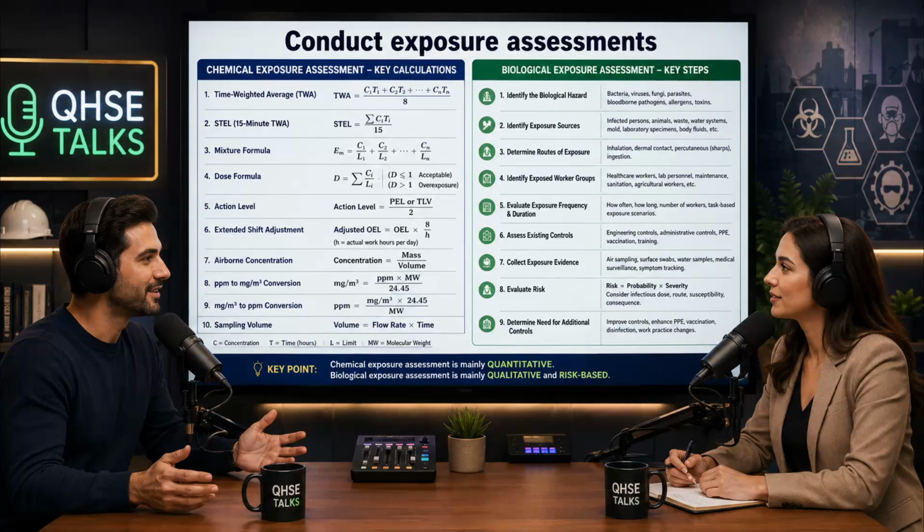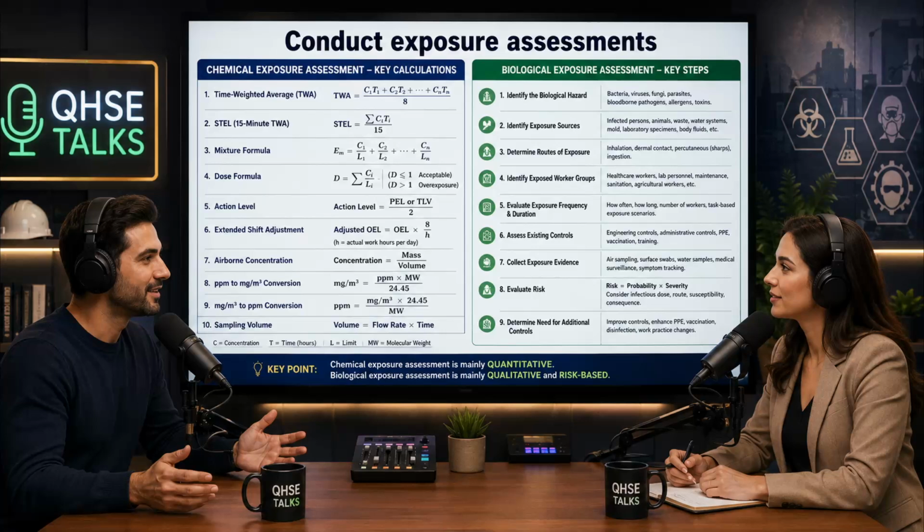The formula for calculating a time-weighted average is essentially a sum of weighted blocks. Yeah, you take the concentration of a specific exposure period, multiply it by the duration of that period, and do that for every distinct task throughout the day. Then you sum all those products together and divide by the total hours in the shift.